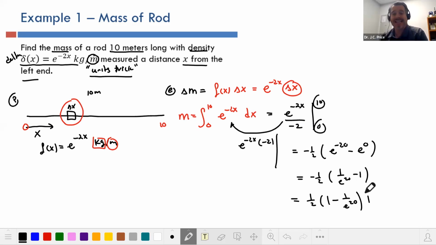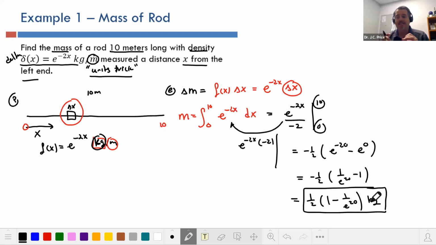Now this is not length, it's not area, it's not volume, it's mass. And so it's just kilograms here. So little kilograms, so kilograms. And there's my answer. And so that's how you find the mass of a rod that has a density function.